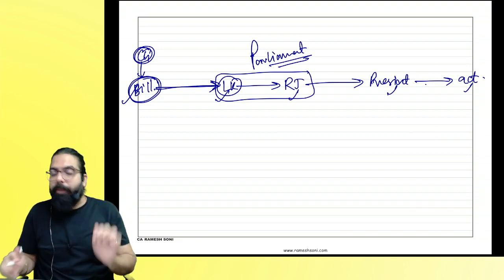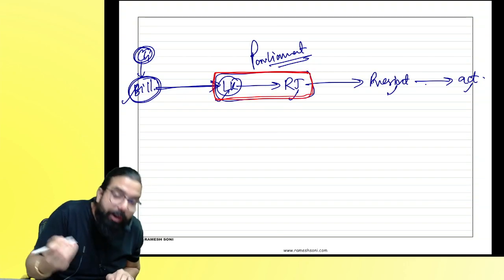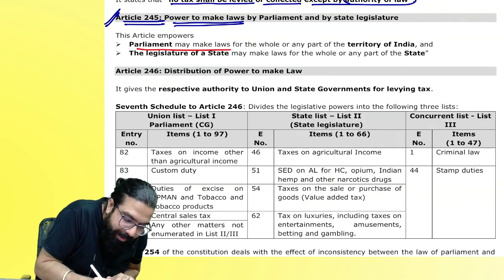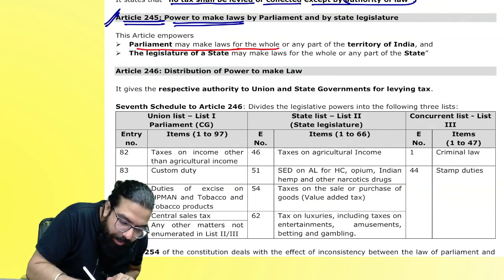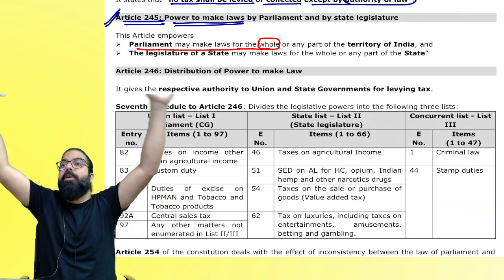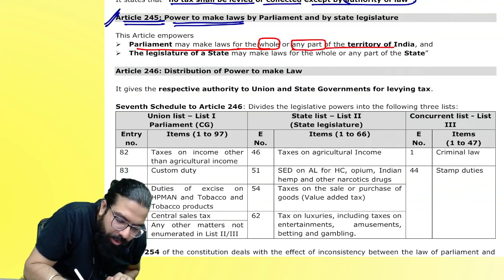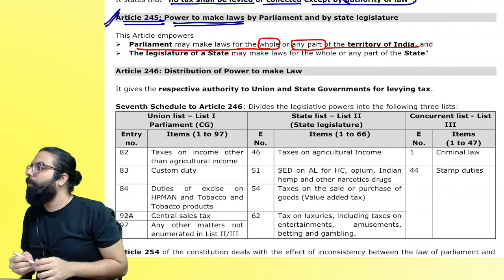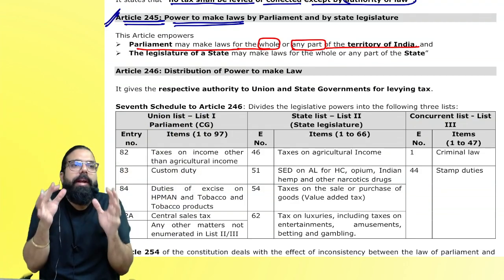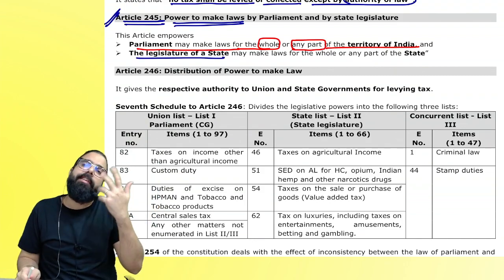Now tell me one thing. If any law has been made through Parliament, it will be applicable where? They have told that if Parliament makes a law, it will be applicable for the whole of the country of India, or they can make it applicable to any part of the territory of India. Are we clear? So if Parliament is making a law, it will be applicable to the whole of India or any part.